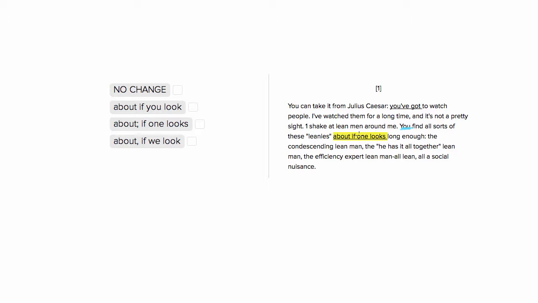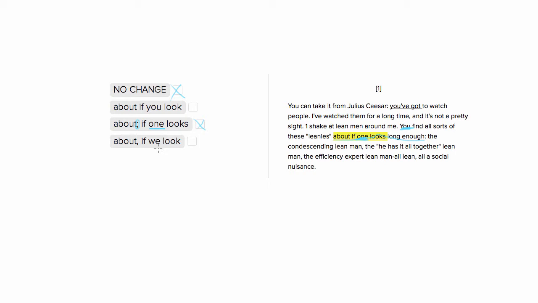The first answer choice uses the pronoun "one," which is an impersonal third-person pronoun. So this sounds weird to say, "you find all sorts of these leanies about if one looks." It's not the same pronoun, so that's no good. Choice three is the same thing. It has "this one," which is wrong. Another reason it's wrong is that it has a semicolon here. A semicolon is something that separates two separate standalone phrases. So if we were to put the semicolon here, this "about if one looks long enough" is not a separate sentence, so this is bad on two counts.